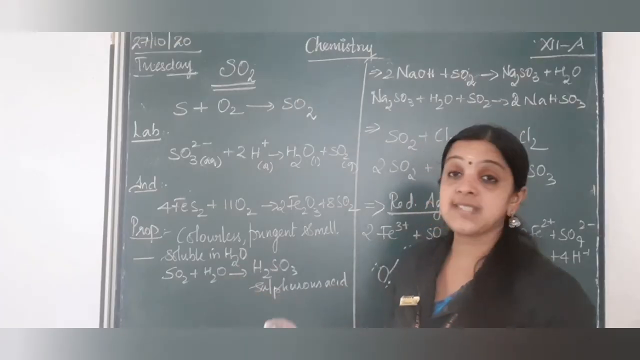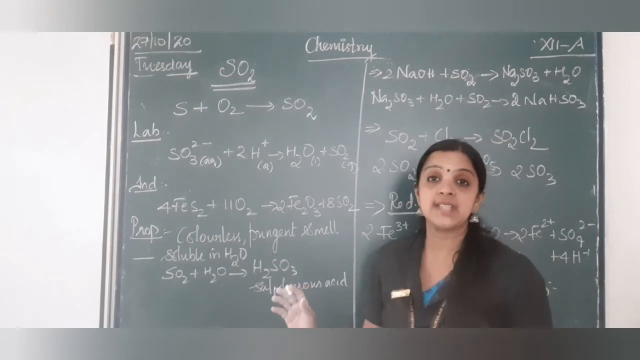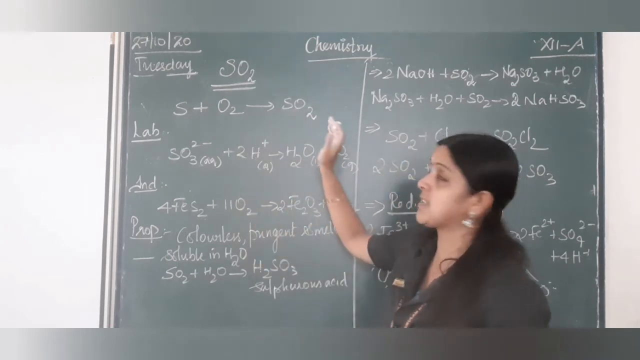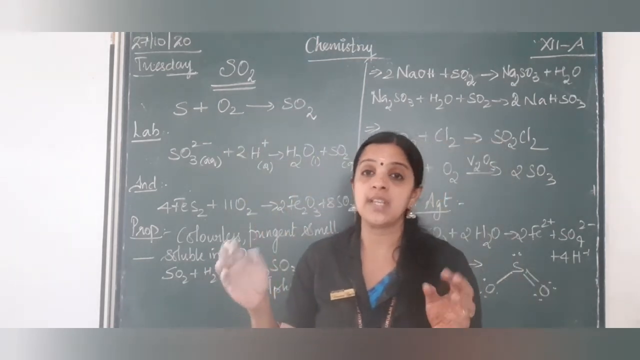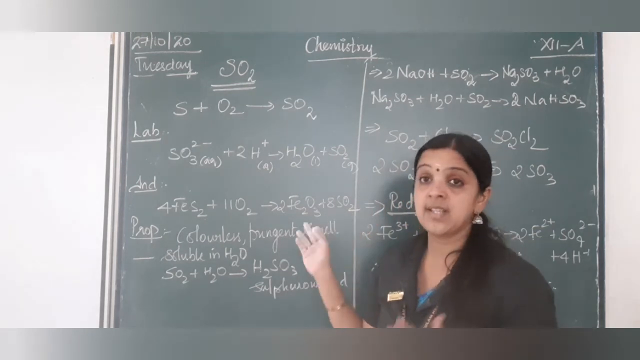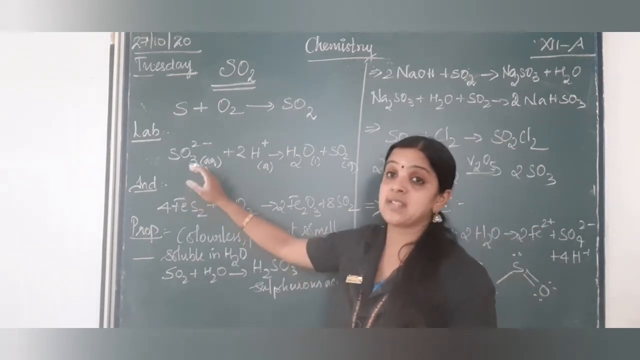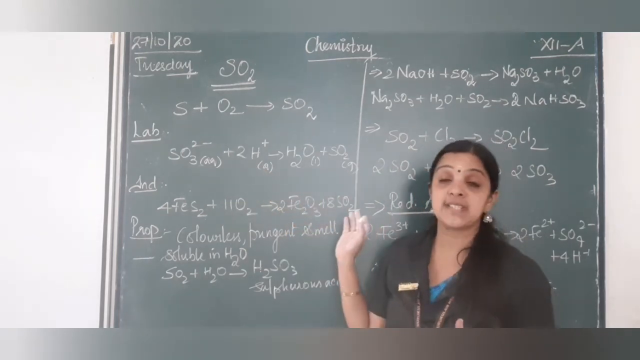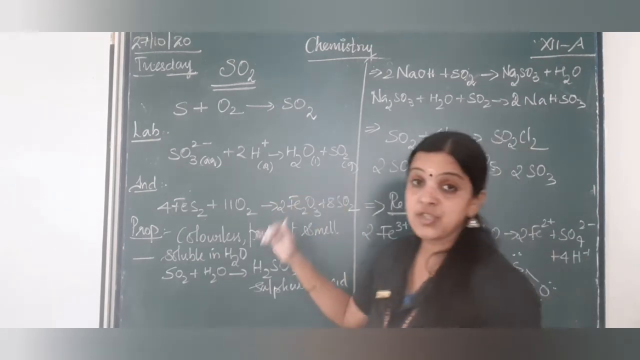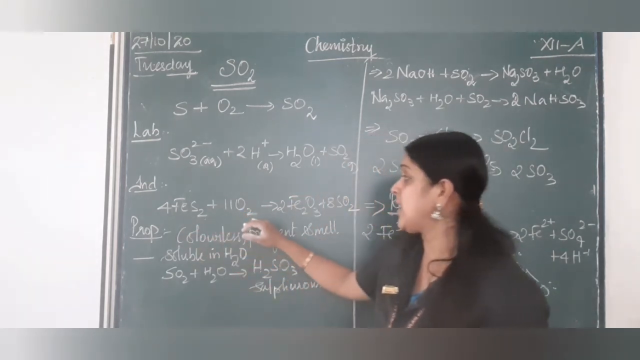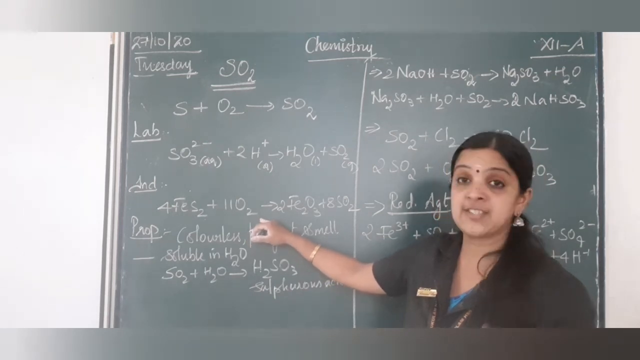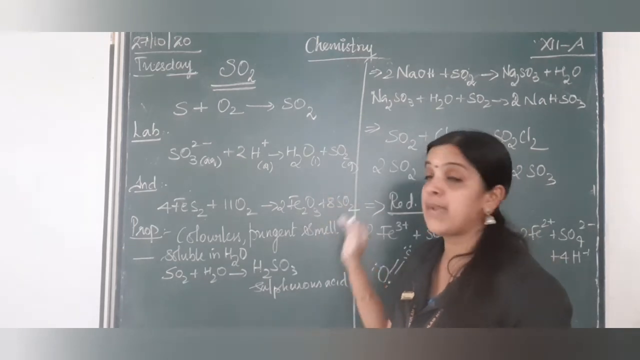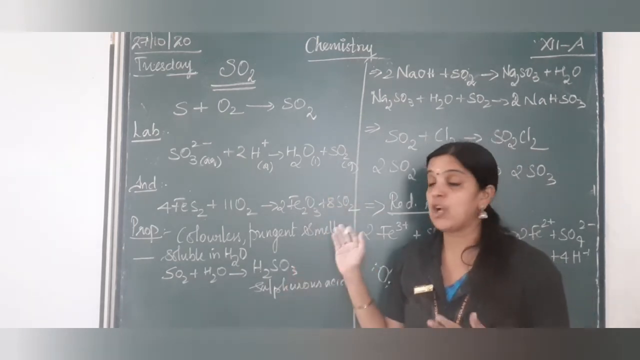Now we will learn about sulfur dioxide. SO2 is its chemical formula. Sulfur, when it is just burnt in oxygen, you get sulfur dioxide, which is a simple preparation of sulfur dioxide. In the laboratory, when sulfite is treated with dilute sulfuric acid, you get water with the liberation of sulfur dioxide. In industrial preparation, any sulfide ore, when it is burnt in oxygen or oxidized, you get sulfur dioxide gas again liberated. So these are the basic preparations of sulfur dioxide.